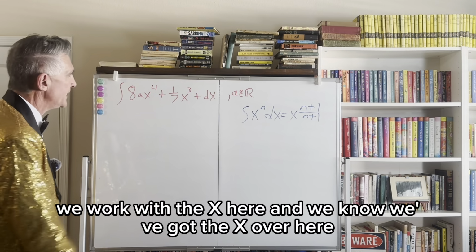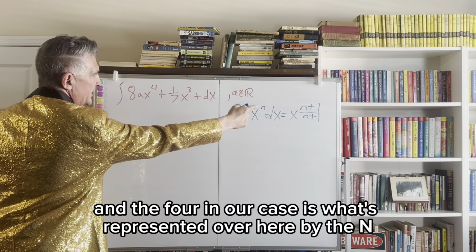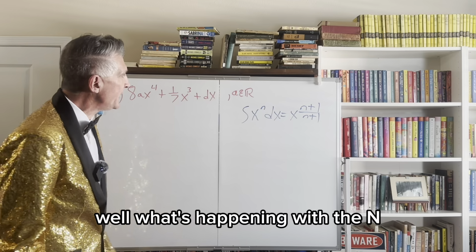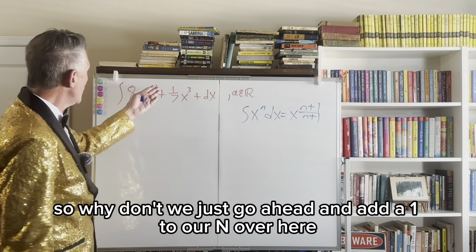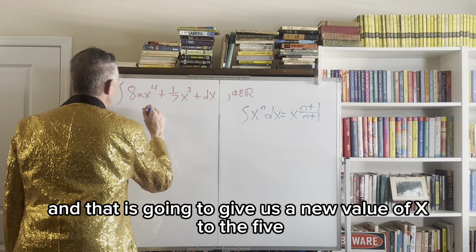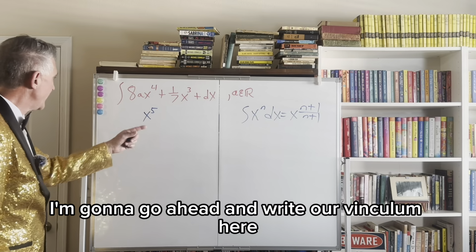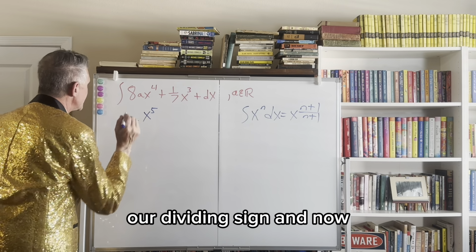Okay. Well, since we've got our formula, let's just start with our very first term. We're working with the x here, and we know we've got the x over here. And the 4 in our case is what's represented over here by the n. Well, what's happening with the n? Well, 1 is being added to it. So why don't we just go ahead and add a 1 to our n over here, and that is going to give us a new value of x to the 5. I'm going to go ahead and write our dividing sign here.